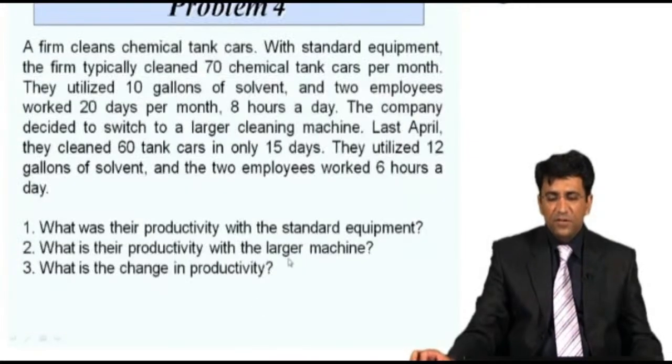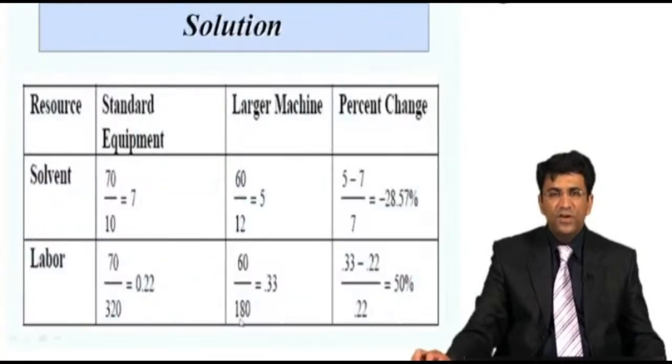Now again students, what happens after the usage of that larger cleaning machine? They utilized 12 gallons of solvent and the 2 employees worked 6 hours a day. Now this is very important. They are going to achieve the 60 tank cars service within only 15 days. So this information will give you the new labor hours. How will we calculate the new labor hours? 6 hours multiplied by 15 multiplied by 2, that is the 2 employees. So our new input in this case will be 2 multiplied by 6 multiplied by 15, which is equivalent to 180.